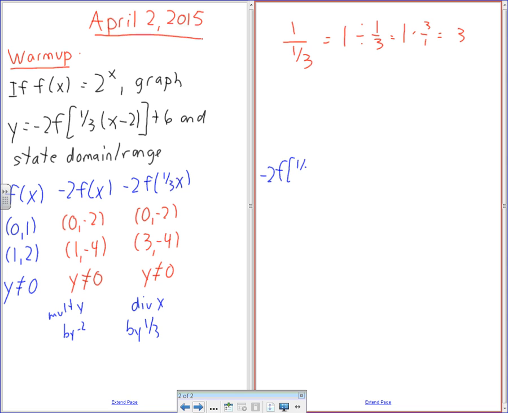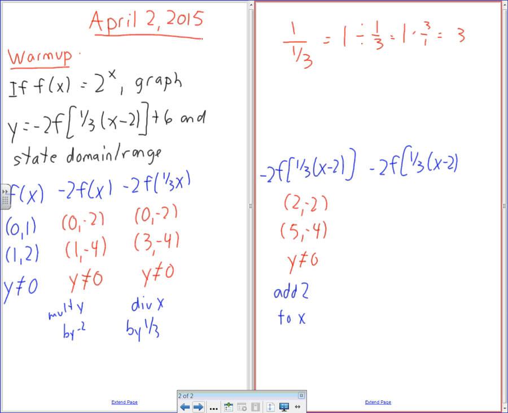All right, I need a third volunteer for this one. -2f of 1/3 (x minus 2). What do we do for the x values, please? Bailey, go ahead. Good, so we're going to add 2 to x. So that's (2, -2), (5, -4), and y cannot equal 0. Hopefully we're doing these straightforwardly because we've done them lots this year. All right, Leo, what's the last one, please? You're going to add 6 to y. So -2f of 1/3 (x minus 2) plus 6, add 6 to y.